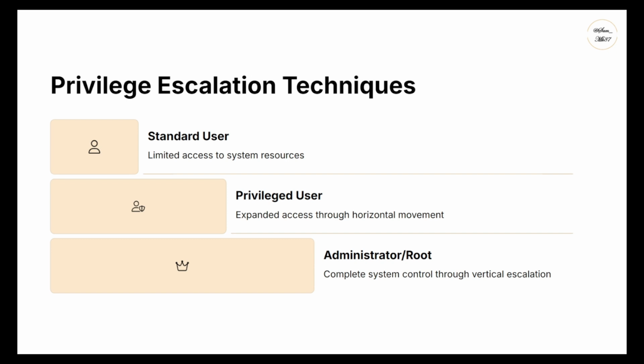From there, attackers can perform horizontal movement, which means gaining access to other user accounts at the same privilege level, like jumping from one standard user to another. While the privilege level doesn't increase, it can still help attackers gather more information or find accounts with better access. The real goal is vertical escalation, moving up to a privileged user and ultimately to an admin or root user. This gives full control over the system, allowing attackers to disable defenses, install persistent backdoors, and access sensitive data. They often achieve this by exploiting misconfigurations, software bugs, and weak access control.